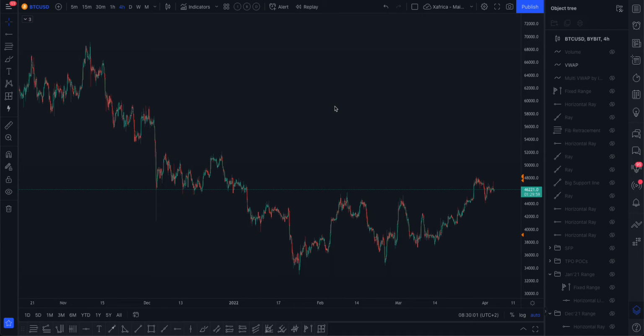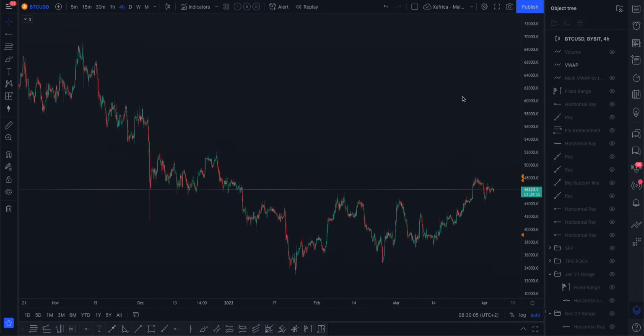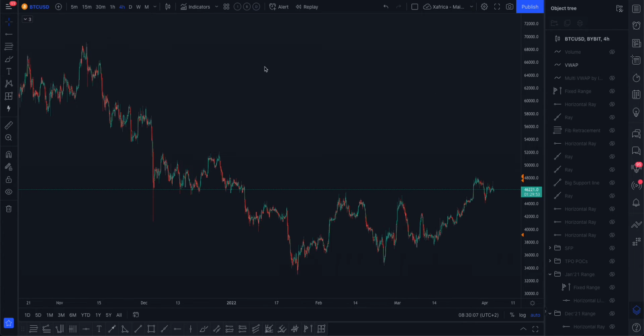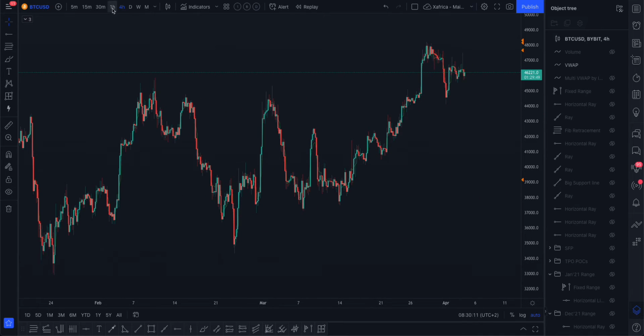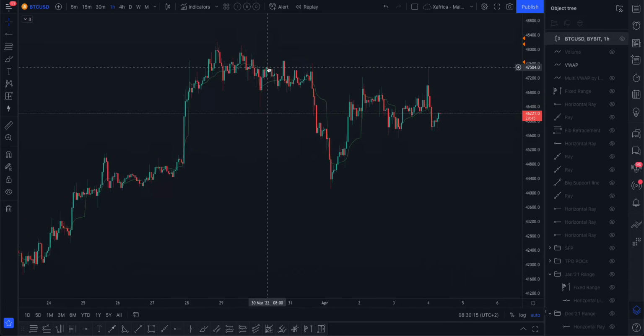So we're starting off here on the Bitcoin chart on the 4 hour. There's our all-time high of 69. So let's just zoom in a bit. I'm first gonna zoom in slightly and then I'm gonna move out slowly.